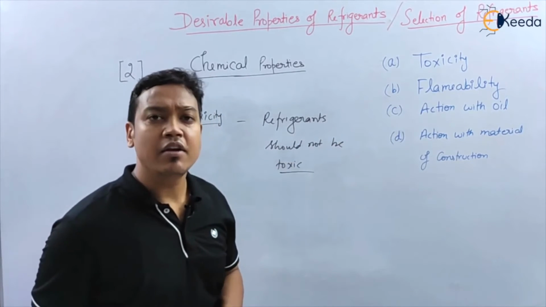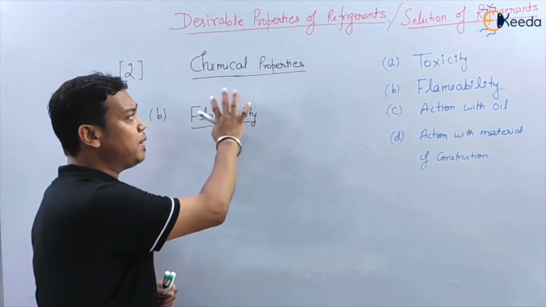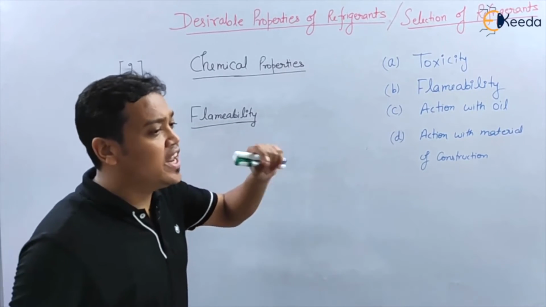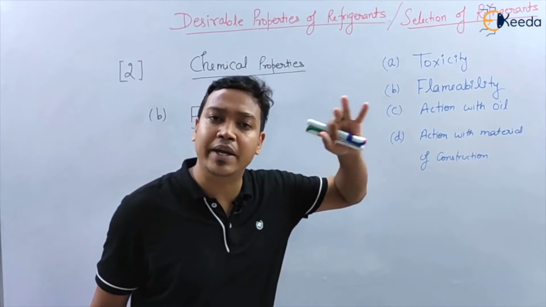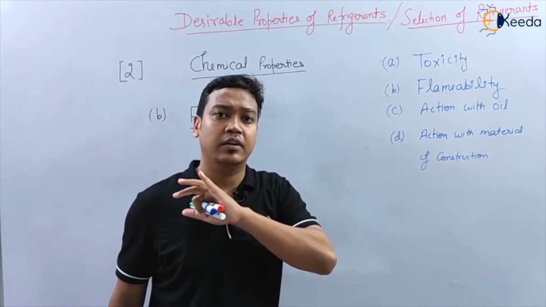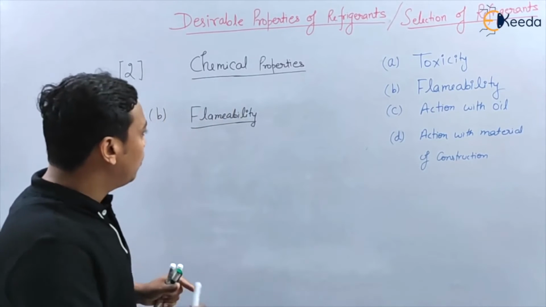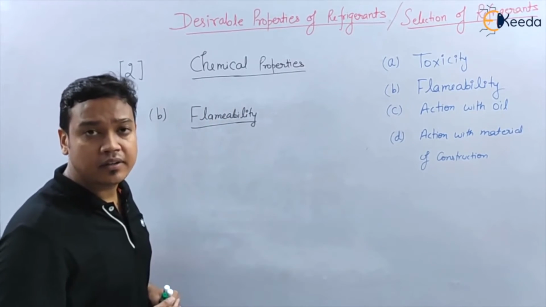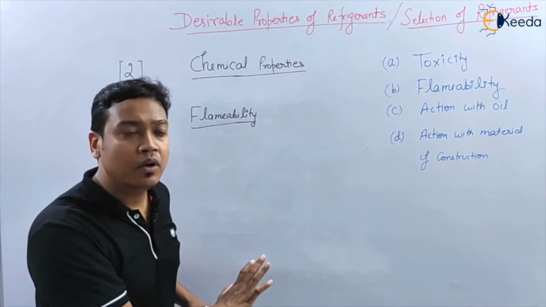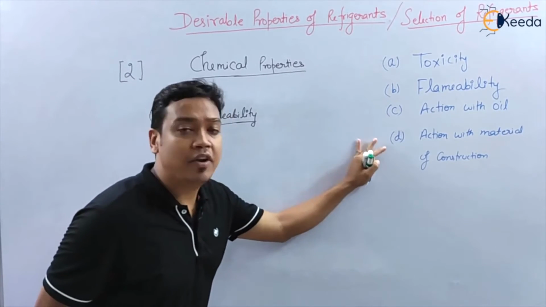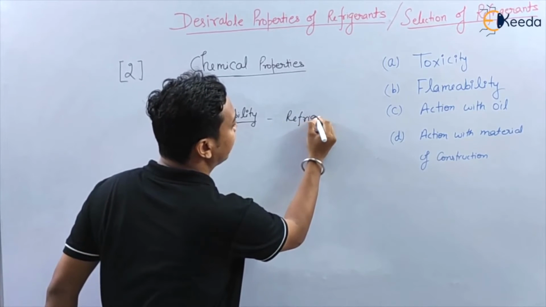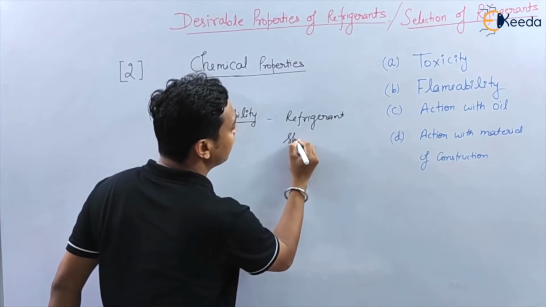The second property, flammability. Flammability means if the refrigerant leaks out from the window AC or a split AC or any refrigerating system, it will catch fire, it will catch flame. So there is a fire hazard if a refrigerant is flammable. So the refrigerant should not be flammable.